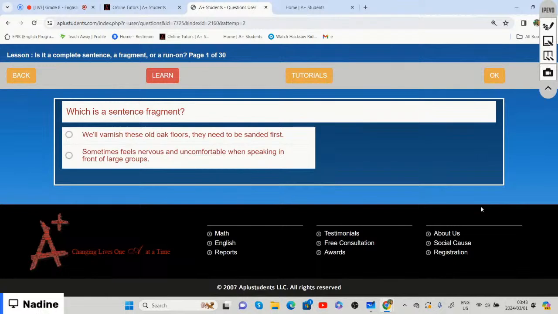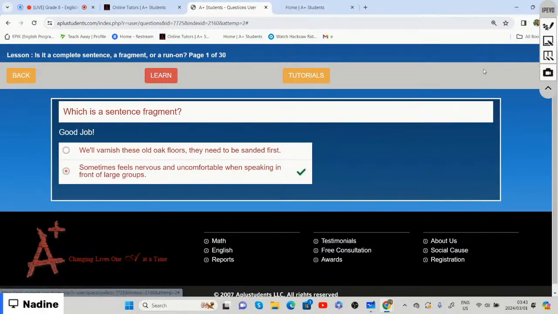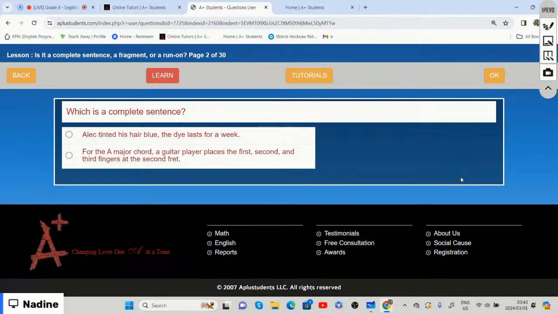So we said that we'll varnish these old oak floors. They need to be sanded first, or we can say sometimes feels nervous and uncomfortable when speaking in front of large crowds. So there's no subject there. Then we need to express or write a complete sentence. Alec tinted his hair blue. The dye lasts for a week. So Alec tinted his hair blue. The dye lasted for a week.